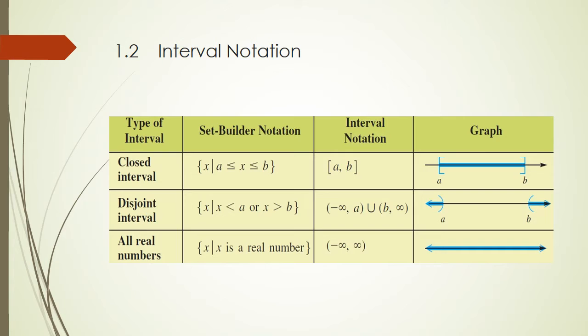And then all real numbers is really the entire number line, and there's two ways to note that. Using set builder notation, you have x such that x is a real number. In interval notation, it goes from -infinity to positive infinity.